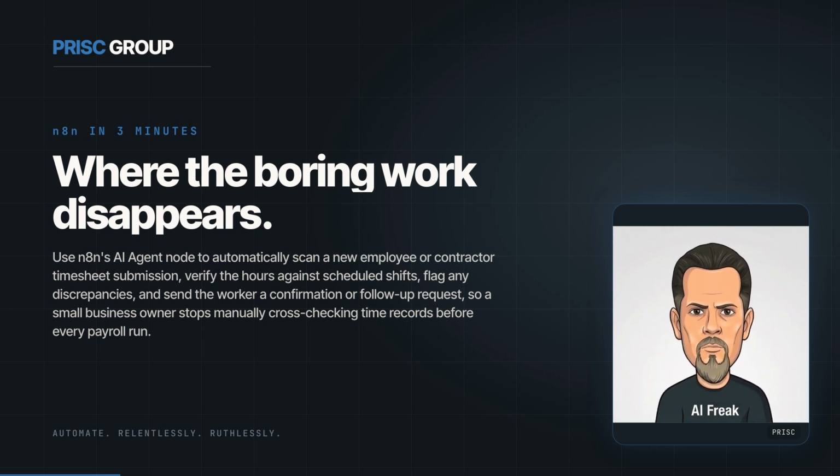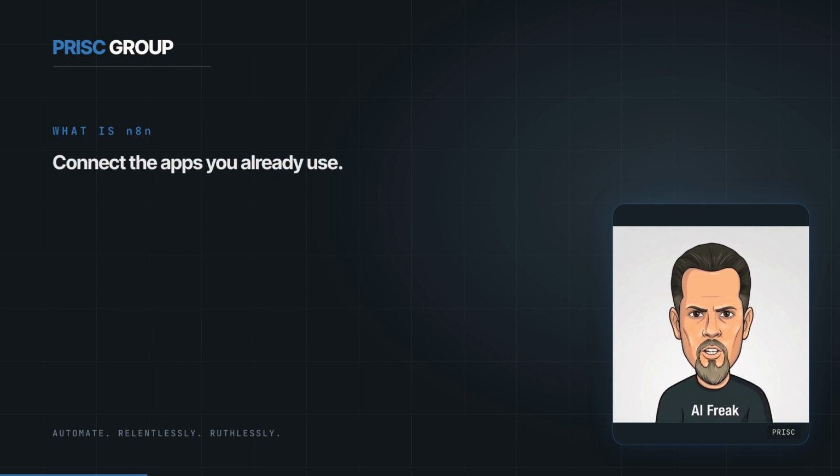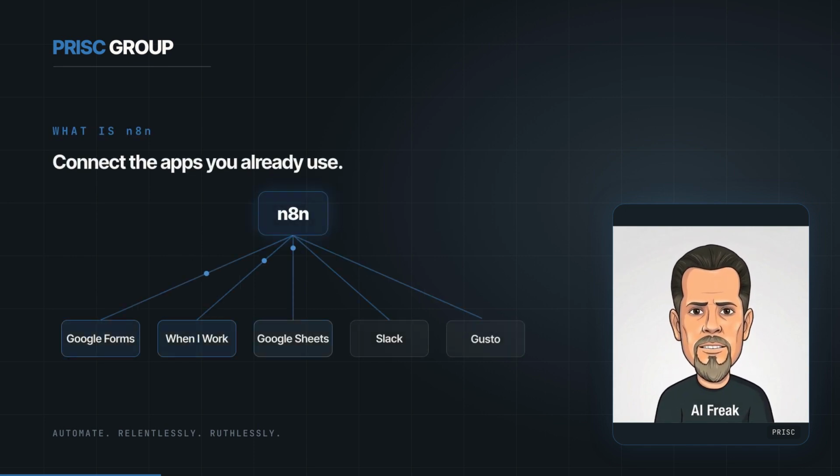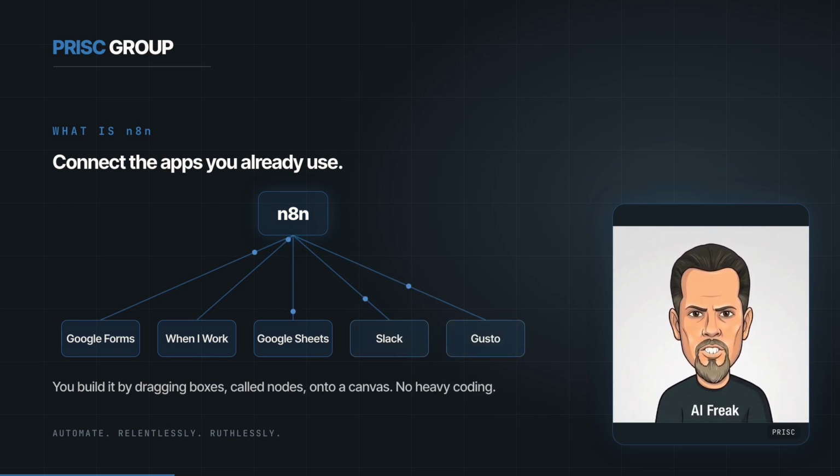Here is how every workflow works. A trigger fires when something happens, like a form submission arriving. That trigger hands its data to the next node, which does its job and passes the result forward. The chain keeps going until the work is done.